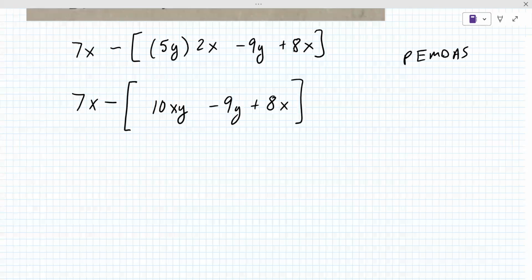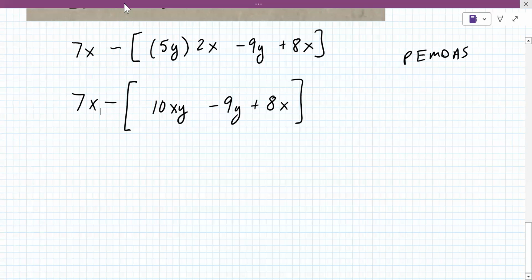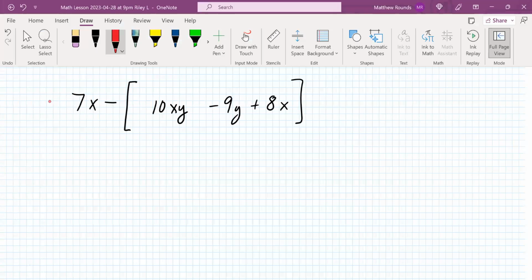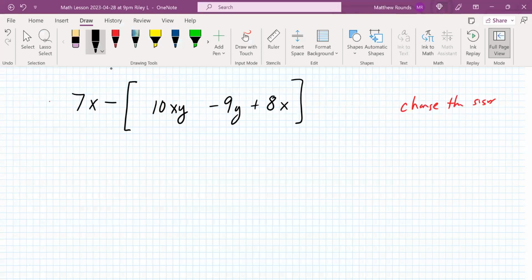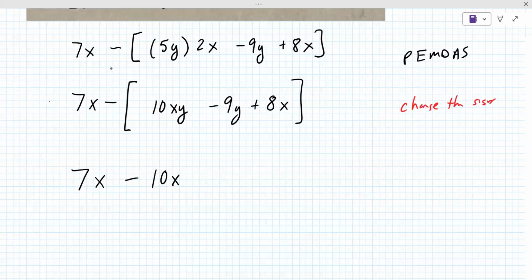Okay, now we haven't used brackets. I don't know that I ever use them, but brackets are like parentheses. So if you recall, we had some problems where you had a negative on the outside. What did we do to everything on the inside when there was a negative on the outside? Change the signs, yeah. So with that, you can drop the parentheses: minus 10xy plus 9y minus 8x.